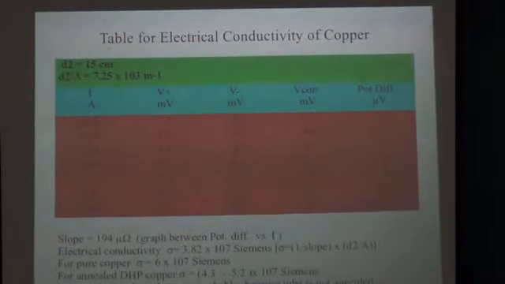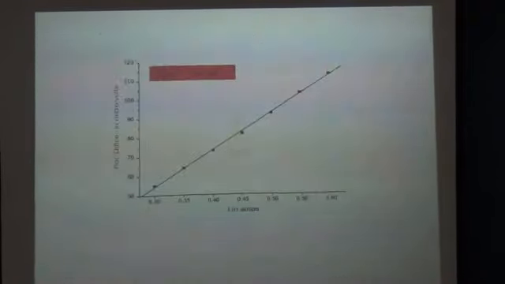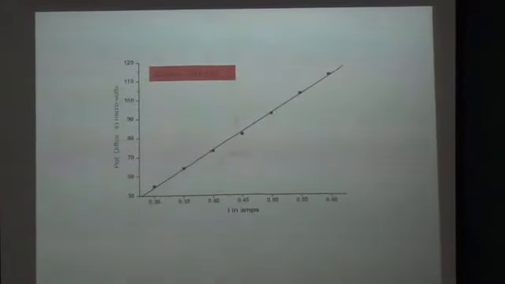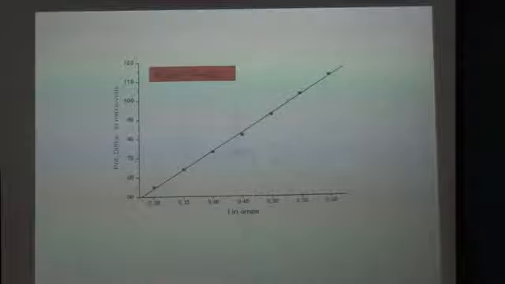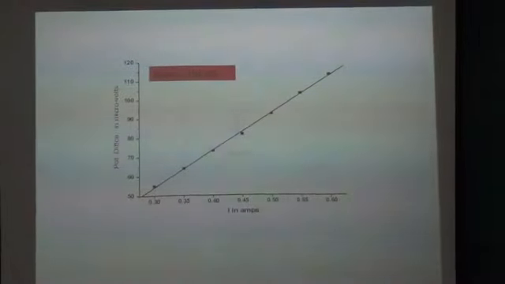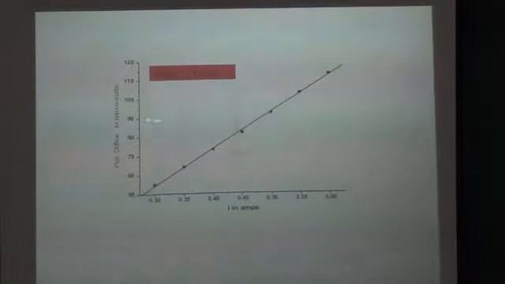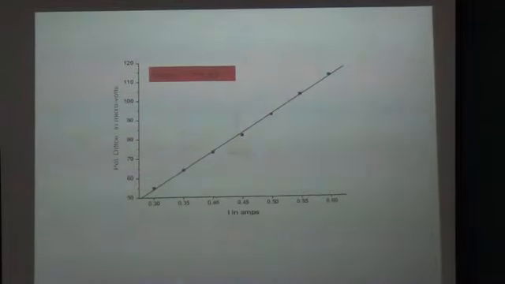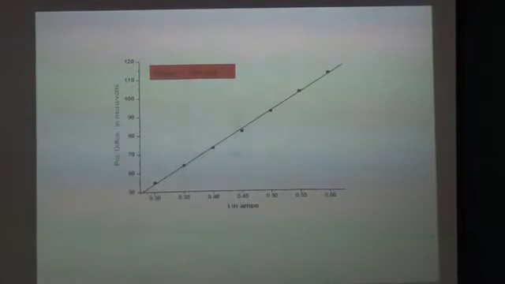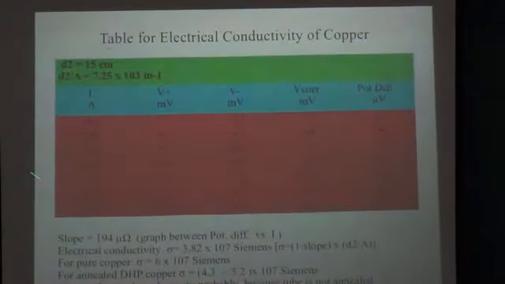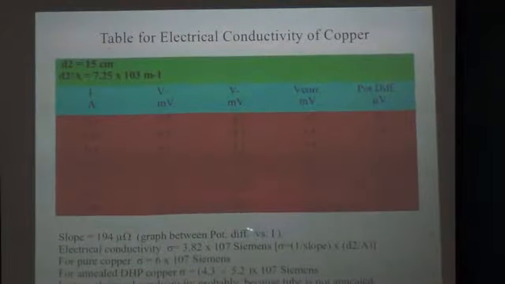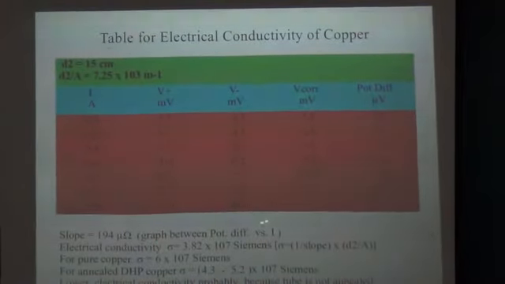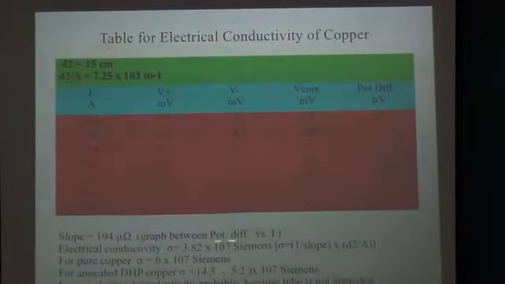You now plot a graph between the current and the voltage. The graph comes out to be a perfect straight line. You fit a straight line. You have to do all these things by using Excel or Origin. The slope of the graph comes out to be 194 micro ohm. That is nothing but the resistance of this copper wire. So the slope is 194, obtained from the graph of V equal to IR.